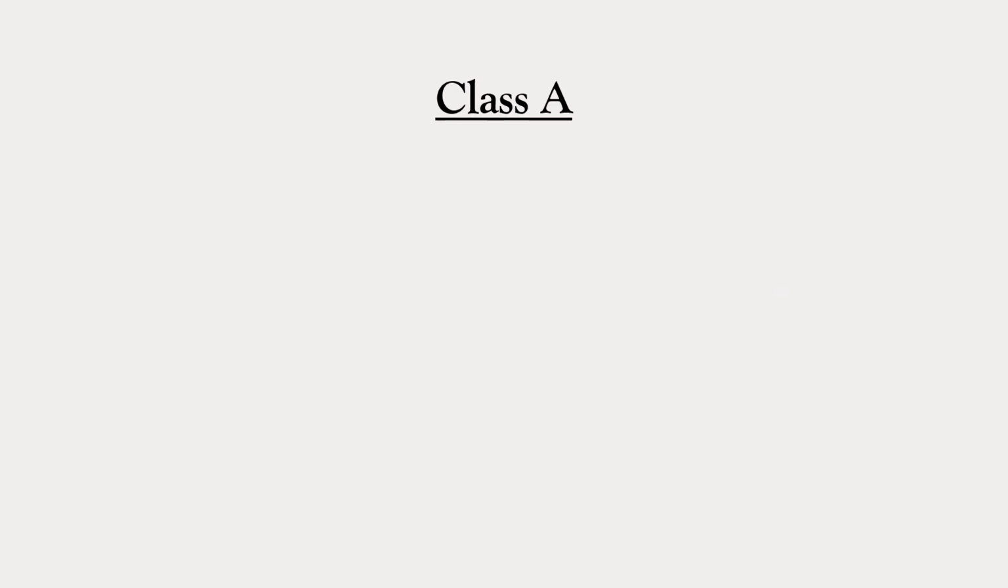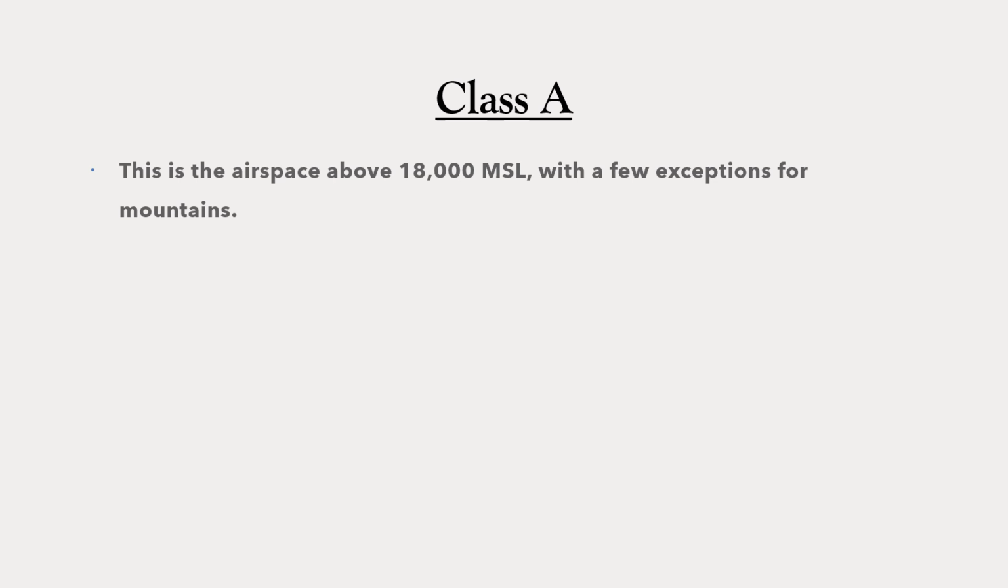So the last type of airspace is Class A. This isn't airspace that's associated with an airport. This is airspace above 18,000 feet mean sea level. There's a few exceptions that deal with mountains that get up into that territory, but for the most part, 18,000 feet is the floor for Class A. So all aircraft must operate under IFR unless they are authorized by air traffic control. So the general rule is that there's no VFR flying in Class A airspace.